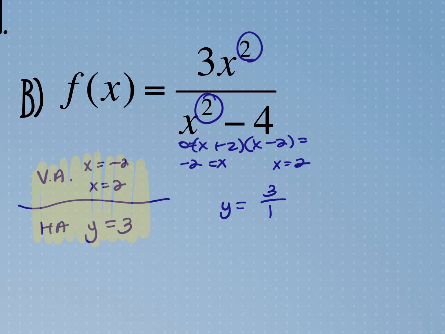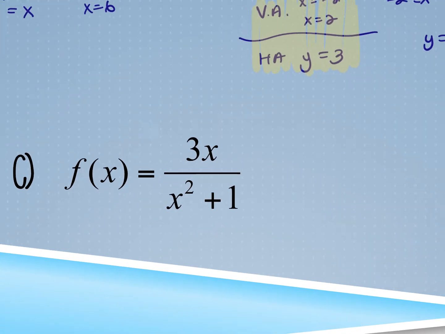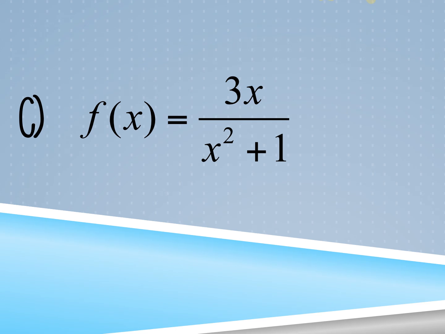Would you accept for the vertical asymptote x equals plus or minus? Sure. Yep. You could start it. Yeah, yeah.